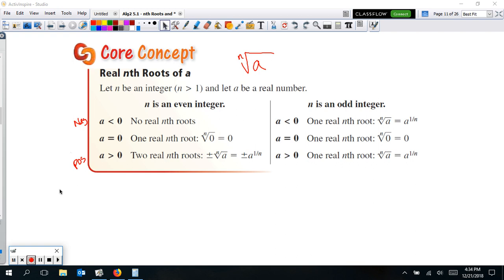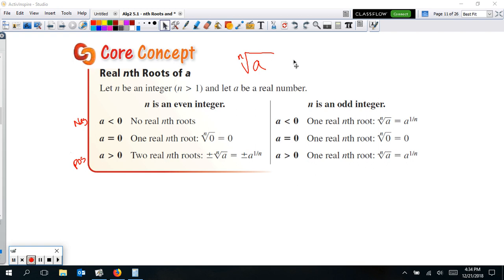Alright, enough of that. Let's jump right in to the core concept. You can see this core concept on your page 125, the real nth roots of A. I wrote this down up here, and you write that down as well.